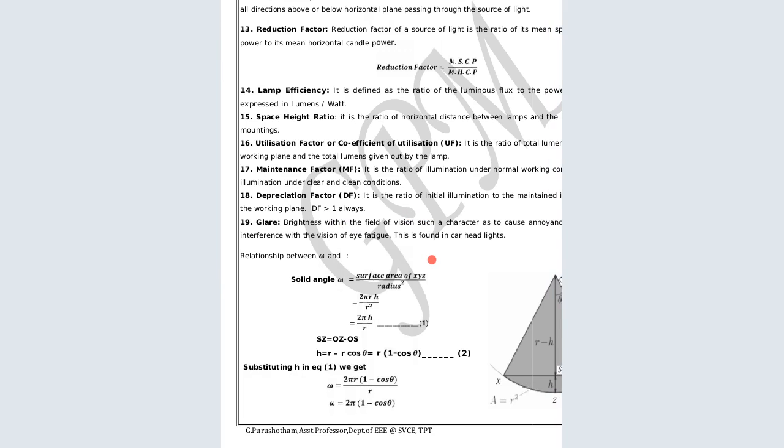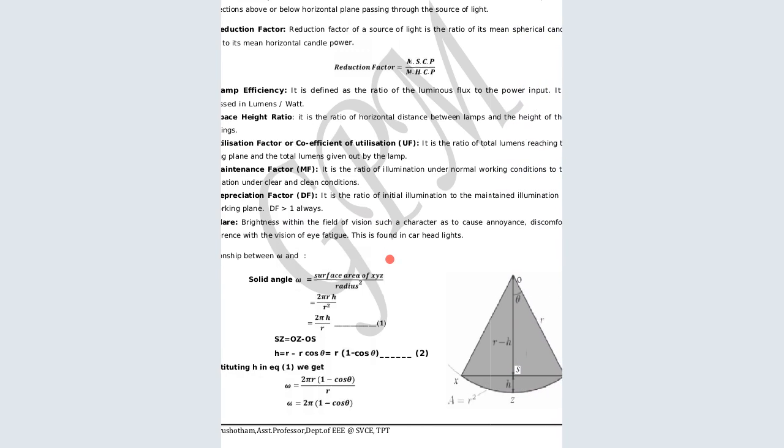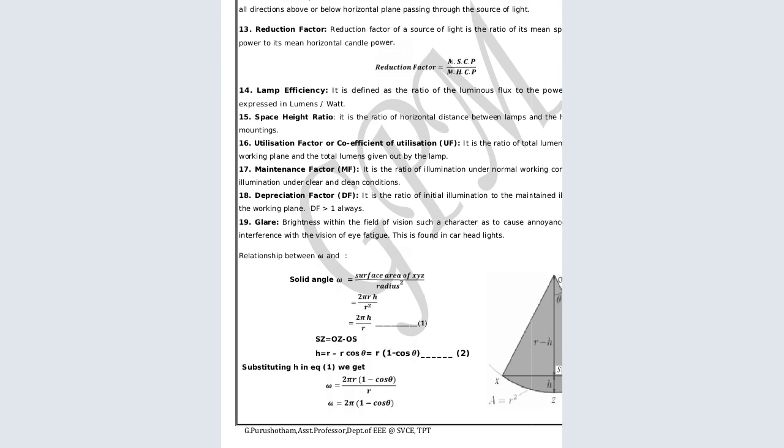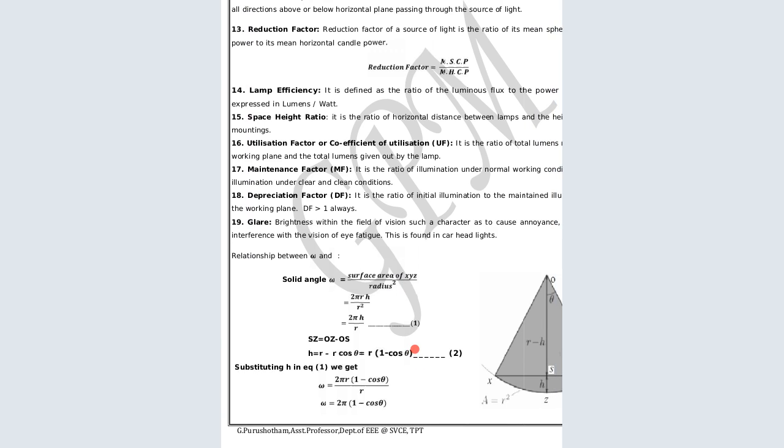So glare, we had already talked about glare. Glare is brightness within the field of vision of such a character as to cause annoyance or discomfort, or interference with the vision of the eye. We said glare is too much light, too much brightness that can spoil the eye. This is found in car headlights. Relationship between omega and the solid angle, that is the surface area of XYZ over the radius squared. We have talked about that.